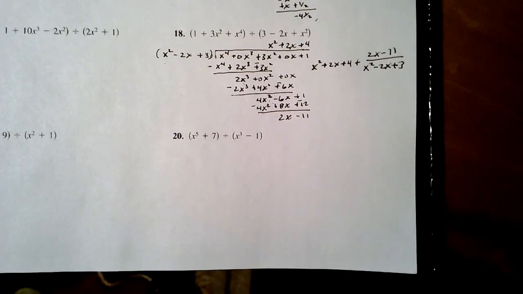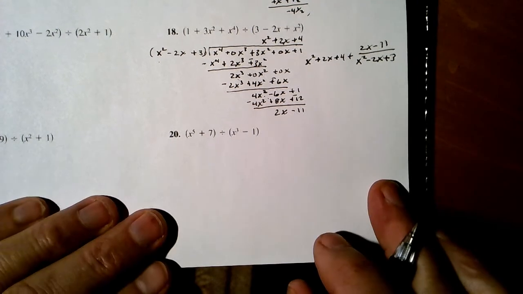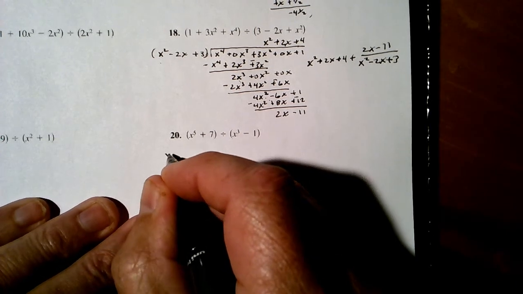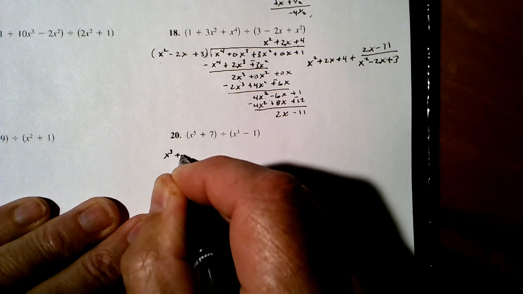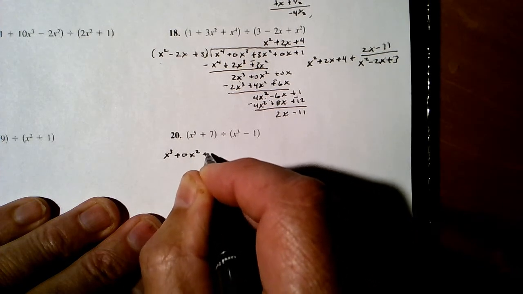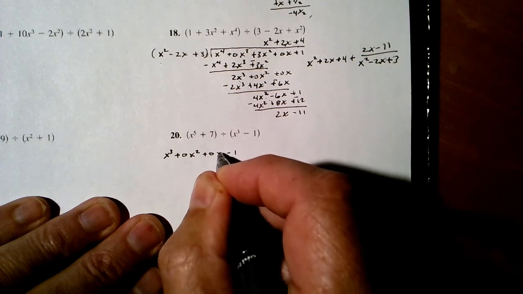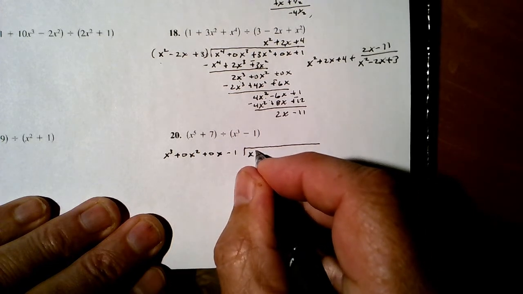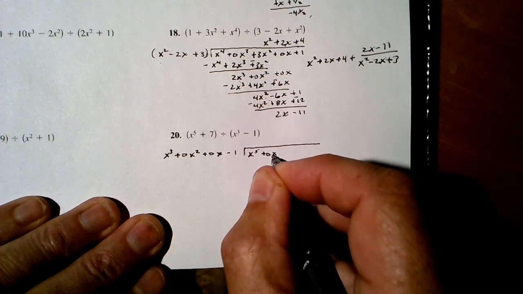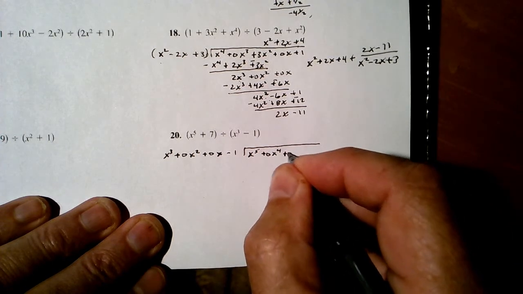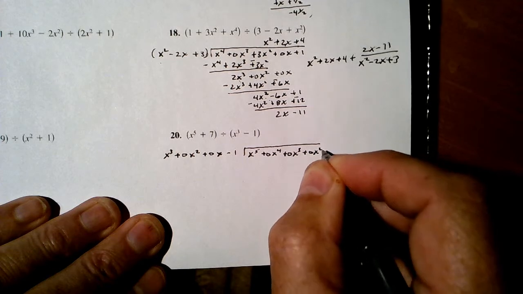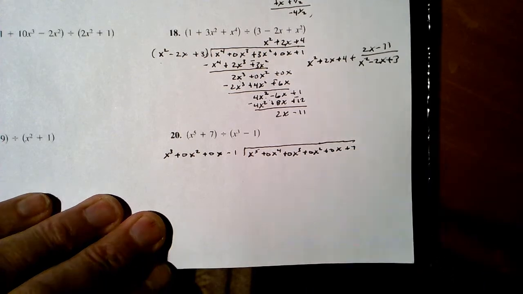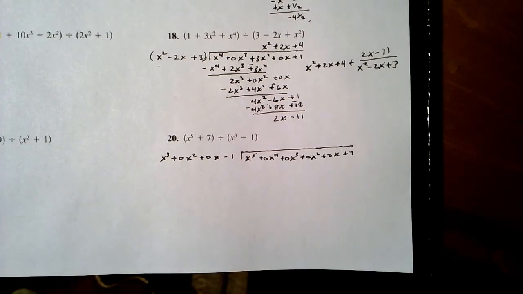20. Let's see. A little help here. There we go. 20. I've got holes here in what I'm dividing by. I'm dividing by x cubed minus 1. I need to go x cubed plus 0x squared plus 0x's minus 1 into, lots of holes here, x to the fifth plus 0x to the fourth plus 0x cubed plus 0x squared plus no x's, and finally plus a 7. Have to fill in those holes to do this.